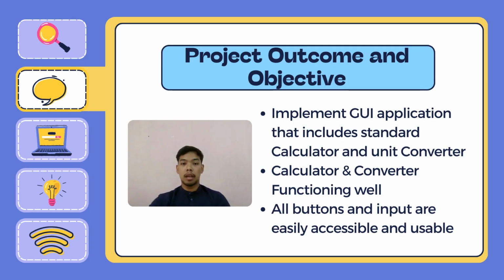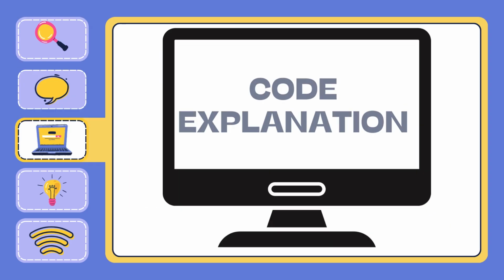This project's outcome and objective is to implement a GUI application that includes a standard calculator and a unique converter. Next, the calculator and converter function well. The calculator supports basic arithmetic operations like addition, subtraction, multiplication, and division. For the converter, it provides a selection of categories to choose from, so that it is easy to find. And lastly, ensure that all buttons and input fields are easily accessible and usable.